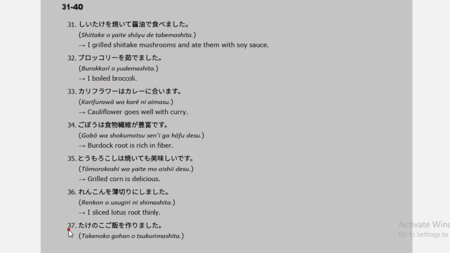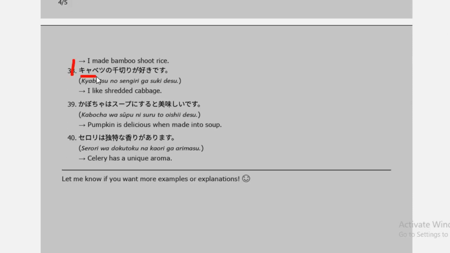The next is renkon o usugiri ni shimashita, means I sliced lotus roots thinly. The next is takenoko gohan o tsukurimashita, means I made bamboo shoot rice. The next is kyabetsu no sengiri ga suki desu, means I like shredded cabbage.